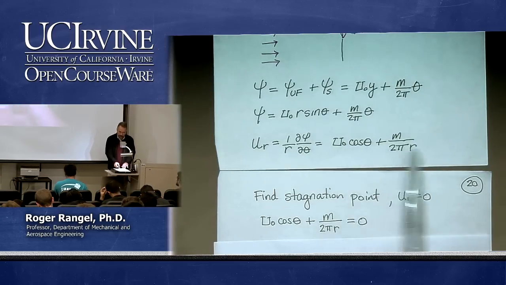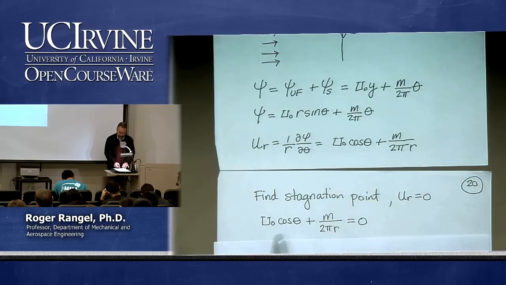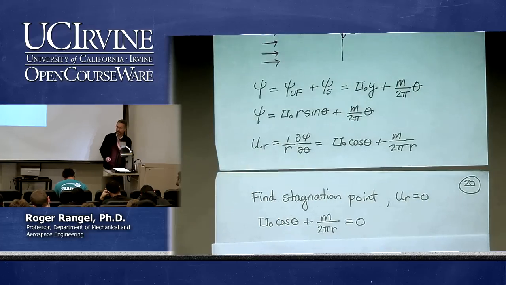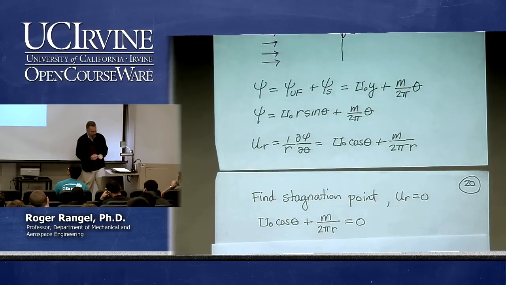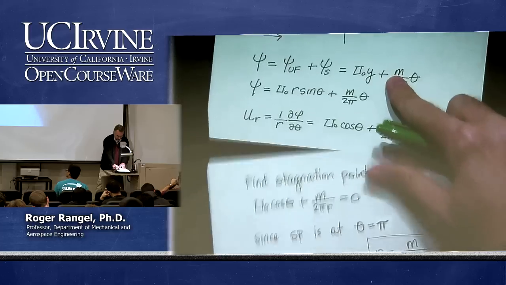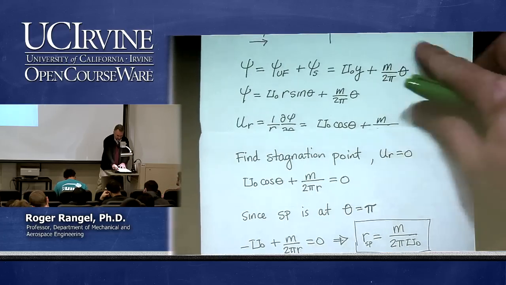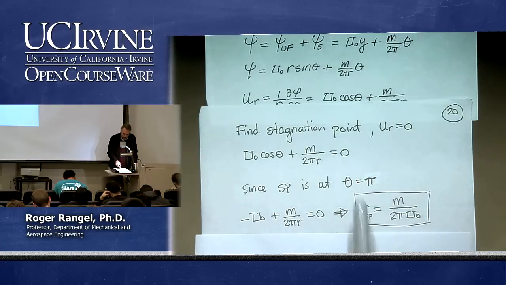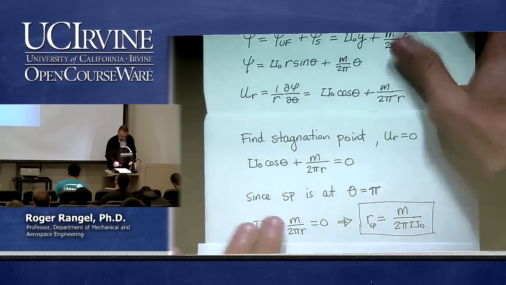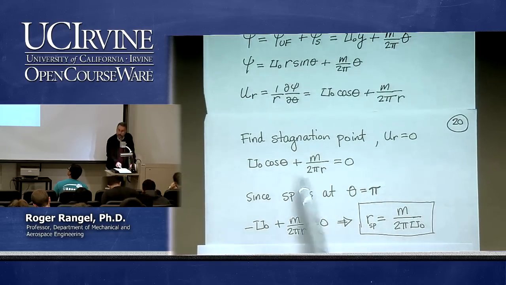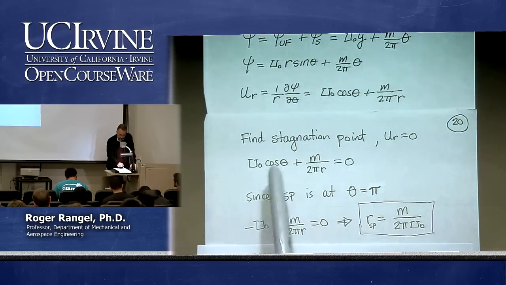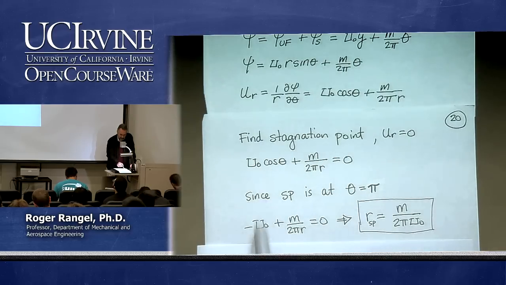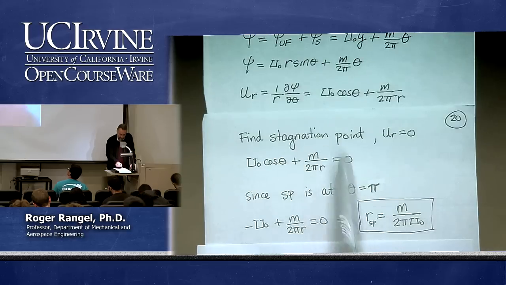I am setting this to 0 because I'm looking for the stagnation point, so I need to have 0 radial velocity. And then I'm going to put theta equals pi. If I put theta equals pi into my expression here for the radial velocity equal to 0, then of course cosine of pi is minus 1, so that becomes minus u naught.